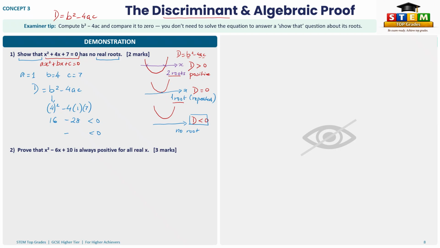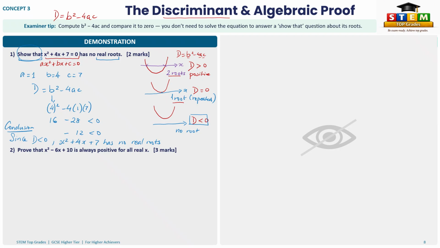Okay, and if the discriminant is a negative value, since D is less than 0, we can say the equation x squared plus 4x plus 7 has no real roots. That's a conclusion we need to write. Every show that question requires a conclusion. You don't need to write the word conclusion, but it's for me to put an emphasis here that you need to write a conclusion. Okay, moving on to question 2.